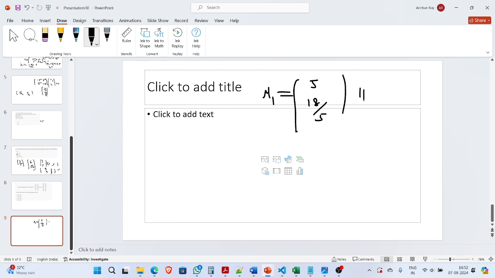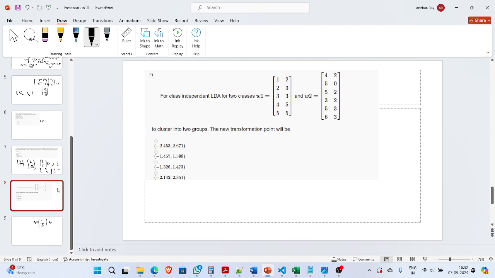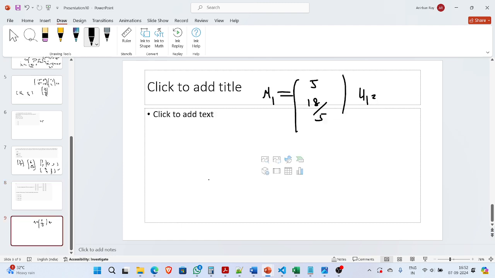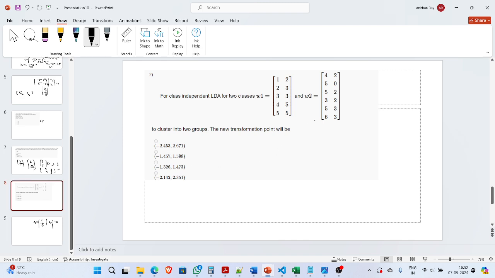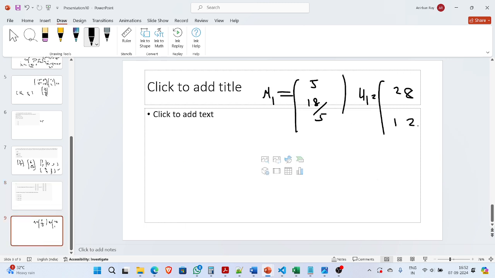Okay, so this is mu1, then we calculate mu2 here. And this is it: 11 and 14, 19, 24, 28, 28, and next is 6, 9, 12. Divided by 5 has to be there, just the mean. Okay, so this is it, right? And the mean we have got.